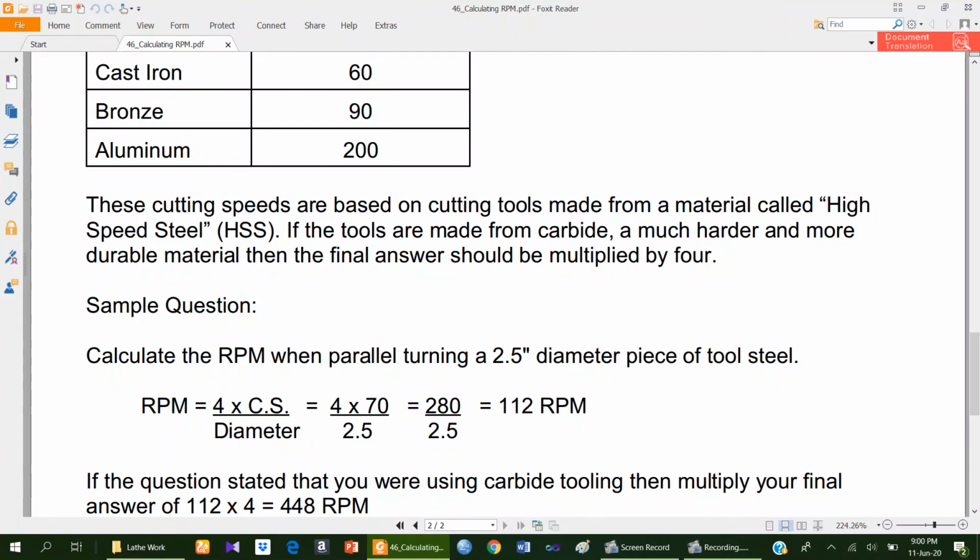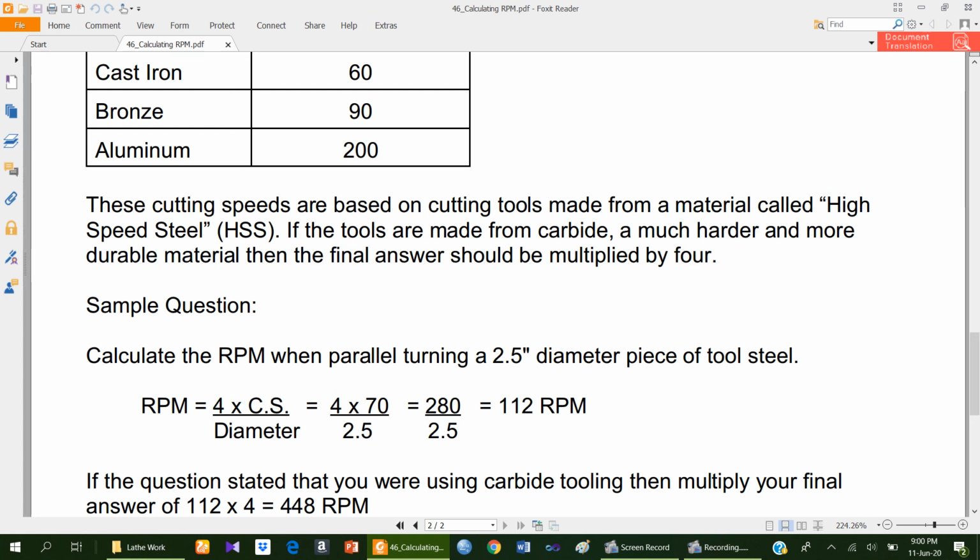For understanding, a sample question is given. The question states: calculate the RPM when parallel turning a 2.5 inch diameter piece of tool steel. The RPM is calculated by the following formula: 4 multiplied by CS divided by diameter. 4 is a constant, 70 is the cutting speed of tool steel, while 2.5 is the diameter. By calculating the values, the RPM came out to be 112. So the RPM will be 112 for a 2.5 inch diameter piece of tool steel.